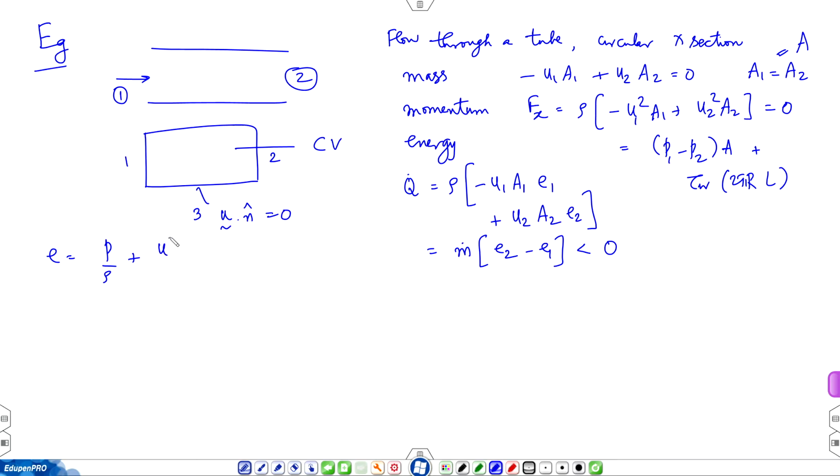So, if you say that the tube is horizontal, then there is really no change in z. How about u? U is also constant, no change in u. So, when you say E 2 minus E 1, it is equal to P 2 minus P 1 over rho. So, P 2 is less than P 1.